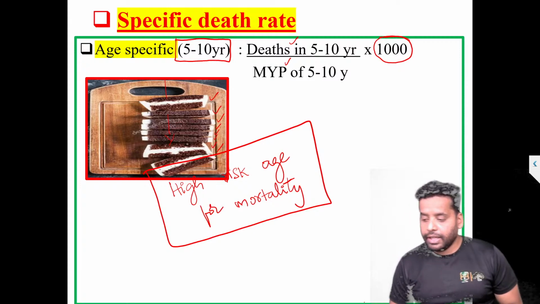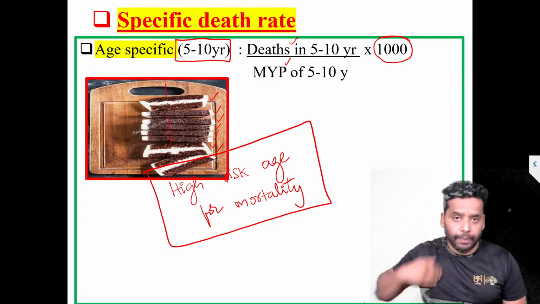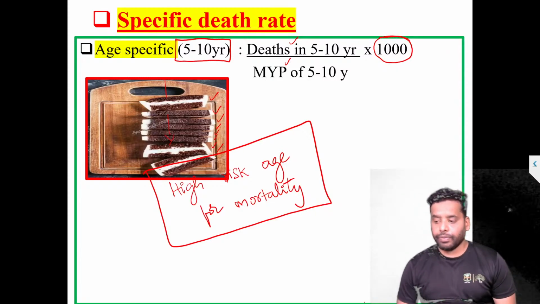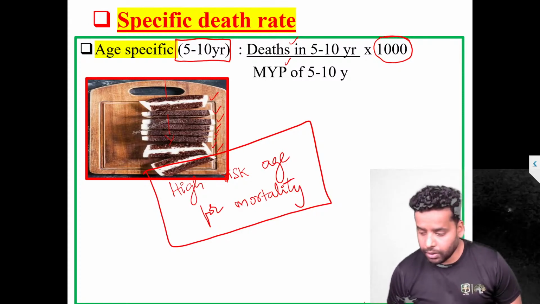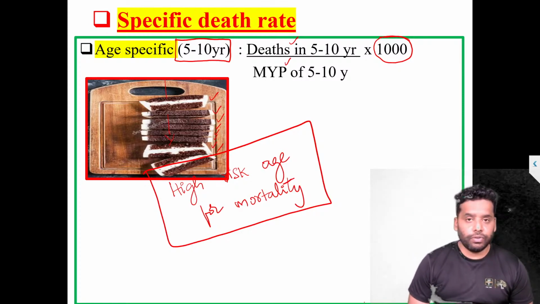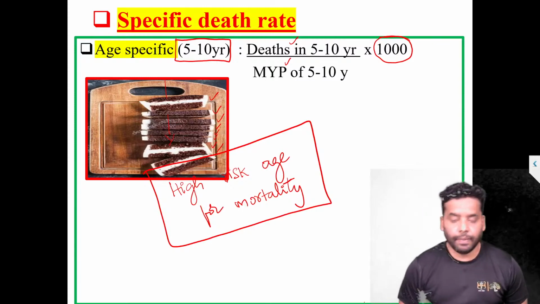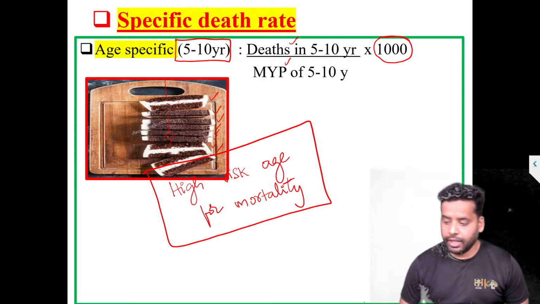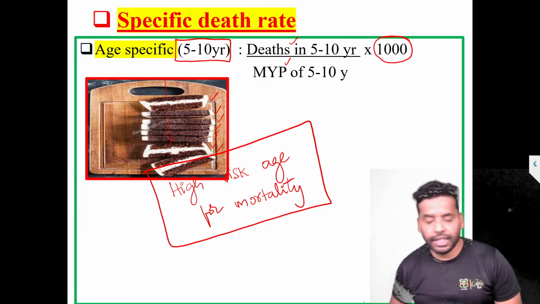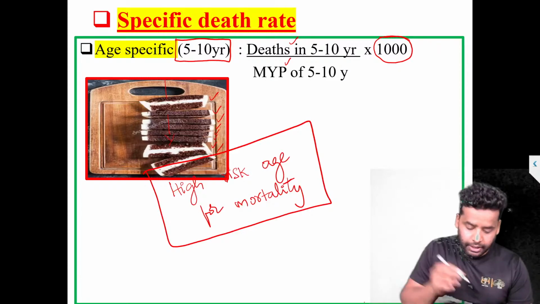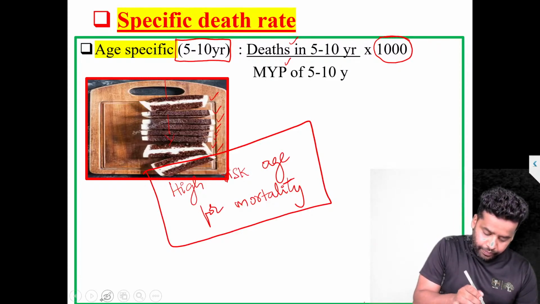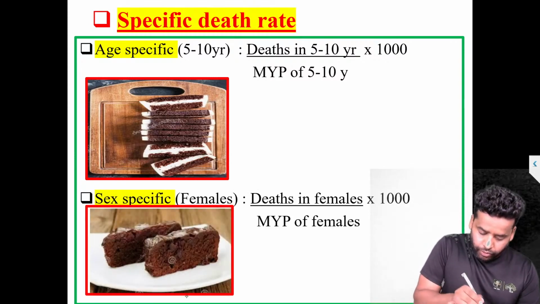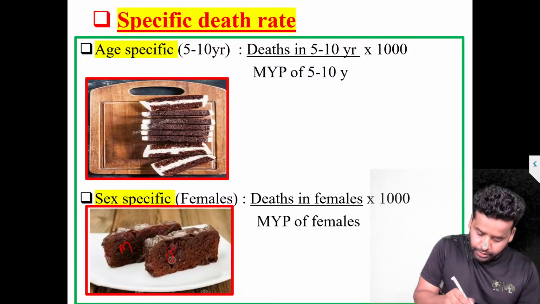If I want to cut the cake into two pieces, for males and for females, what indicator will you get? Answer my question. Sex specific death rate. Yes, for males and for females, if I do it, it is sex specific death rate. Rate number 2. Sex specific death rate for males and for females.